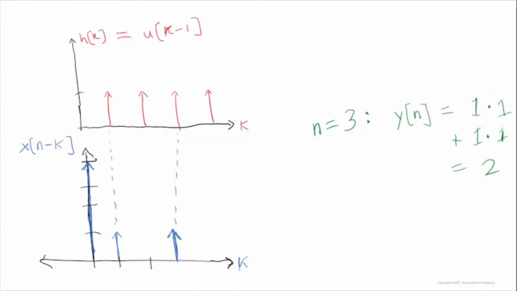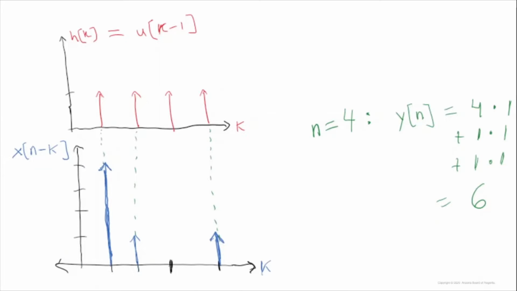Now take n equals 3. We shift x of n minus k to the right by 3 this time, and now we have two places where there is overlap, at k equals 1 and at k equals 3. We multiply the signals together where there is overlap and add up the products, giving us 1 times 1 plus 1 times 1, which is 2. So y of n for n equals 3 is 2.